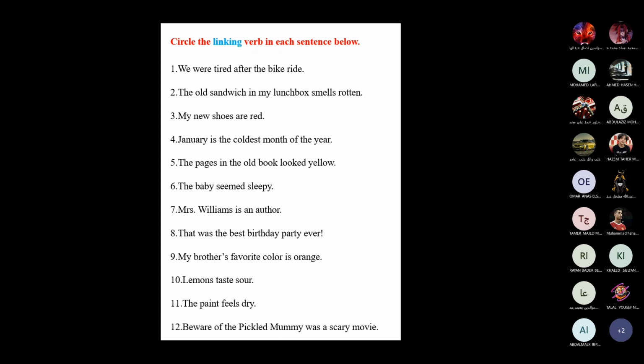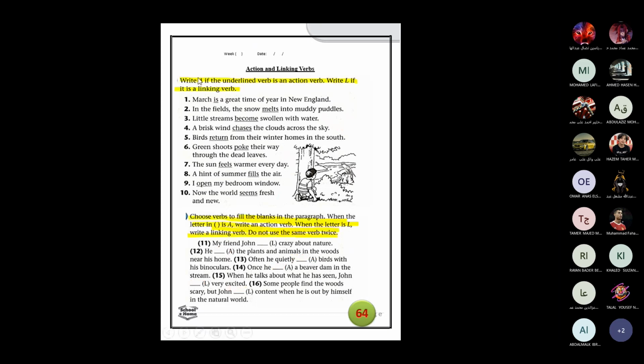Halim al-Fadl. Okay, yeah, Halim. So the question here, Halim, is saying: write A if the underlined verb is an action verb. Write L if it is a linking verb. This is the first question. Okay. So you are circling. What is the use of the circle? The verb is already underlined here. So read the head of the question. Try to understand.